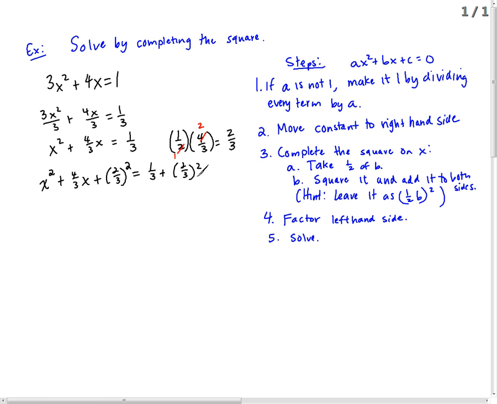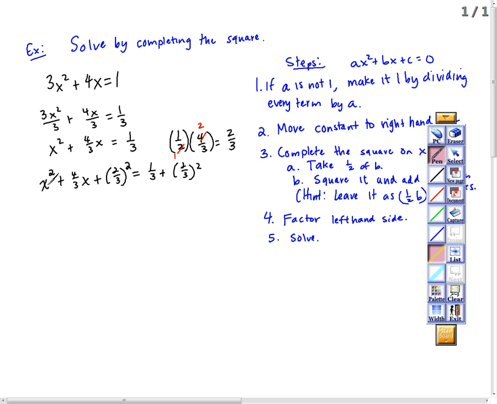Now we're going to try to factor this as a perfect square trinomial, factor this side. If you complete the square and you do it this way, all you have to do is read off the terms that are squared, the first term and the last term. If you do that, you can write this as x plus 2/3 all squared. You can bring these guys down.